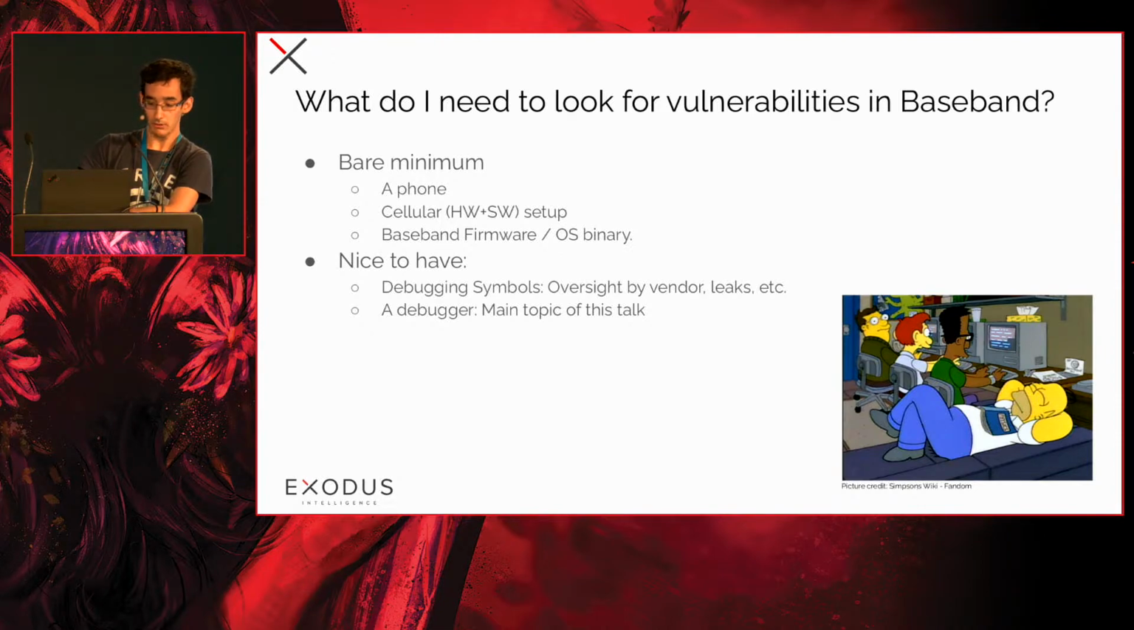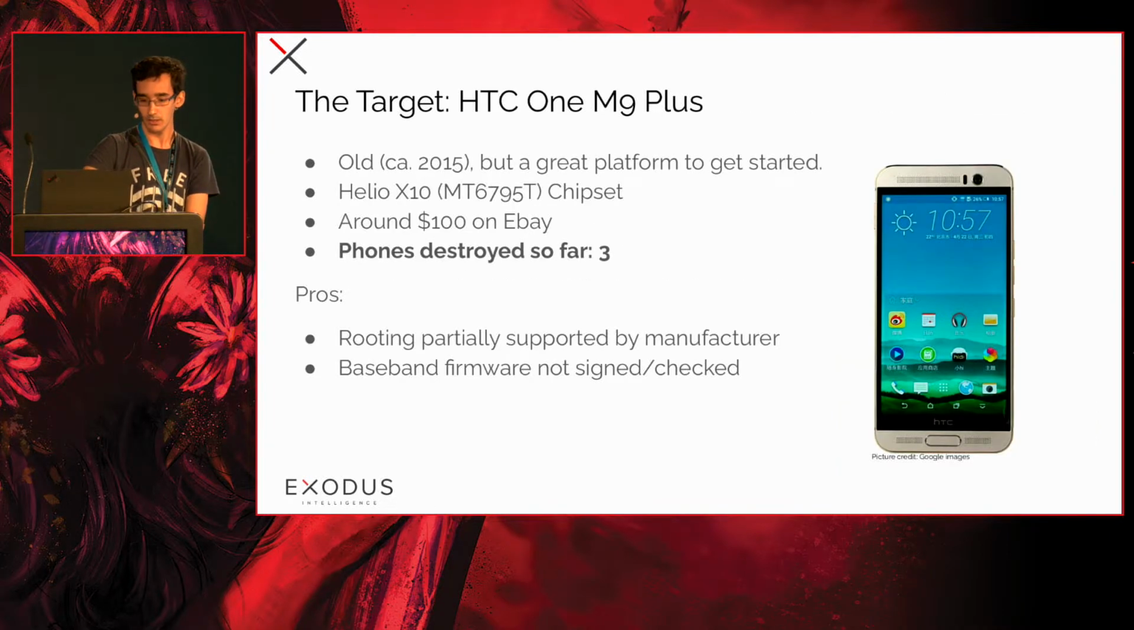So, as a bare minimum to get started in baseband research, we do need a phone. We need a cellular setup, which is comprised of a hardware setup and a software setup. And we need also as a minimum to have access to the baseband firmware or the OS binary. It's also very nice to get some debugging symbols, as always, and it's also very nice to have a debugger. Building the debugger is the main topic for this talk.